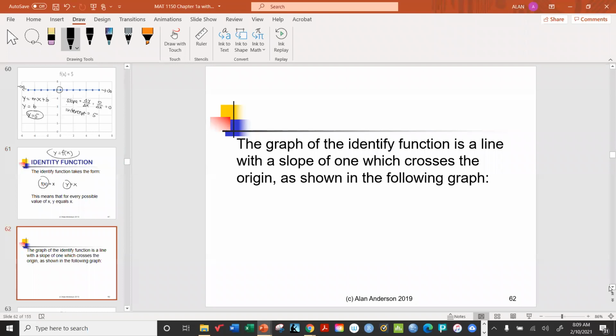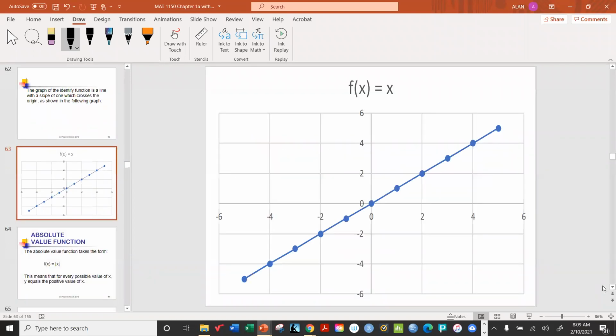let's see what it looks like. Okay, so in other words, these are the points 0, 0, 1, 1, 2, 2, and you get the idea here that no matter what point we're looking at, they're both the same.